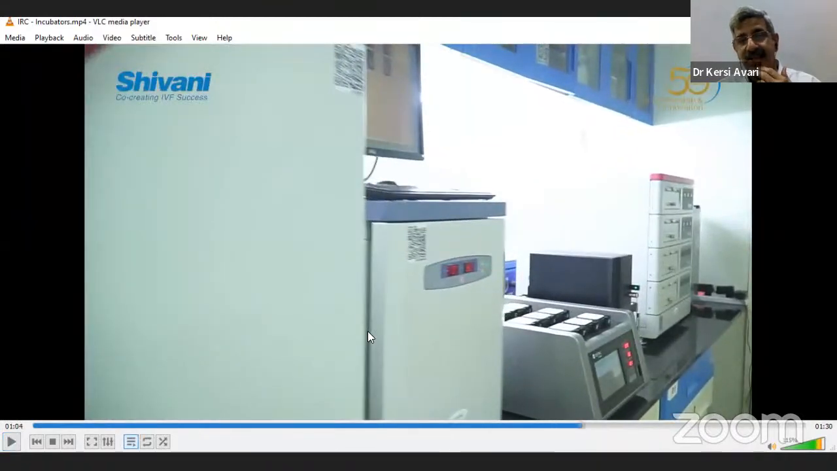This is an example of a multi-utility incubator in which you can switch off the CO2 and utilize it as a plain incubator, which will be used for HEPES-based media, or you put in the gas connector, and carbon dioxide can also come into play. It's a CO2 incubator.